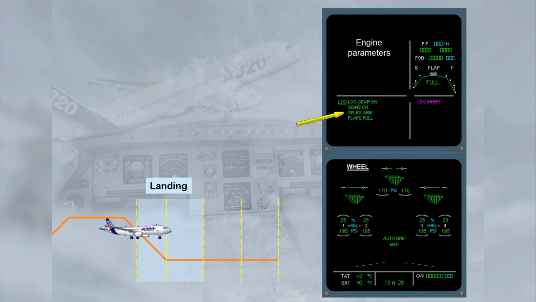At approximately 800 feet, the landing inhibit becomes active, and this is indicated by a magenta memo. The landing inhibit message advises you that the vast majority of warnings and cautions have been inhibited during the landing phase.